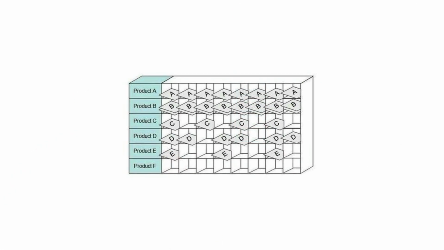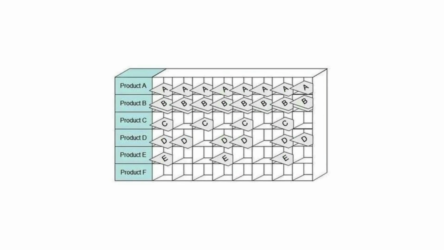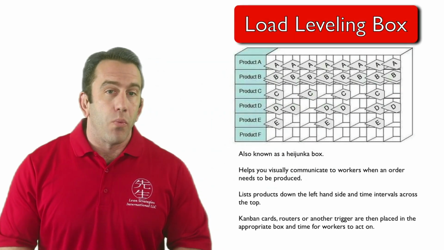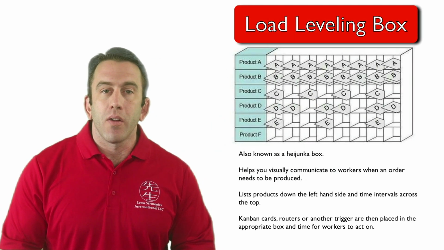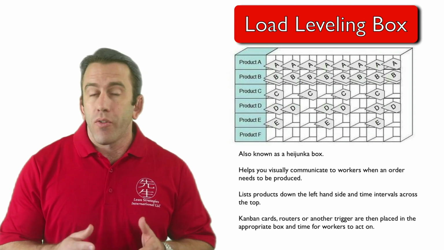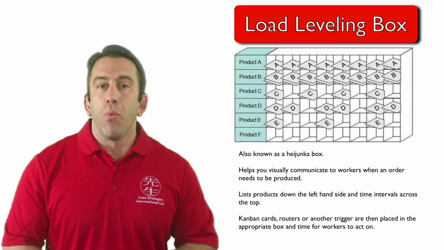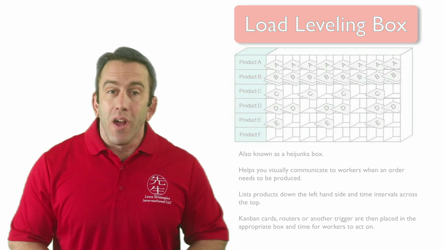The Heijunka box typically lists products down the left-hand side and time intervals across the top. Kanban cards, routers, or another trigger are then placed in the appropriate box and time for workers to act on. This helps workers to visually manage what needs to be done and when. And that's it, a load leveling box. That will help you level your production floor. We'll see you in the next module.